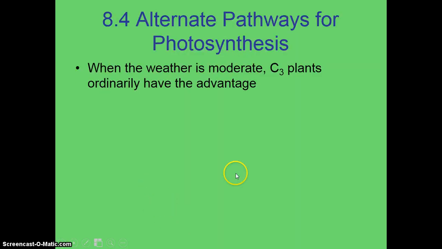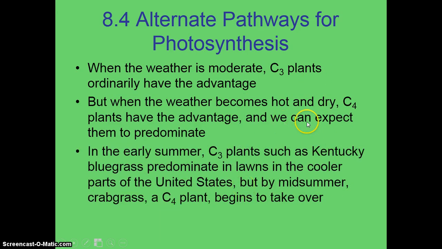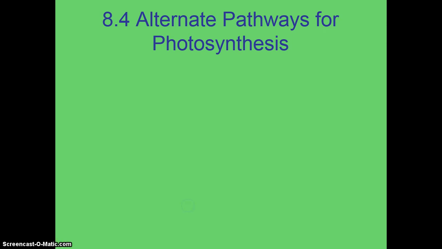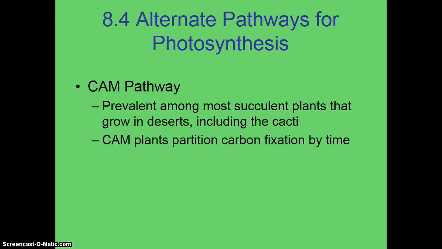When the weather is moderate, C3 plants tend to have the advantage. Where it's hot and dry, the C4 plants have the advantage. And we used to expect to see those C4 plants predominate in those regions that are hot and dry. In the early summer, the C3 plants, such as Kentucky bluegrass, are going to be what grows the best in the lawns in the cooler parts of the United States. By the middle of summer, when it's warmer, the crabgrass takes over, and the crabgrass is a C4 plant, so it's more predominant during the hot, dry times of midsummer.